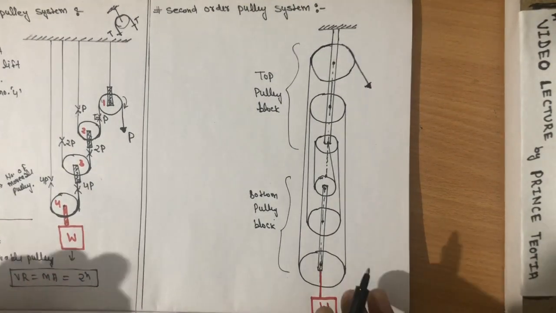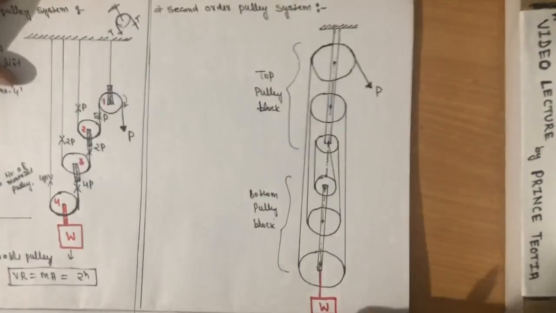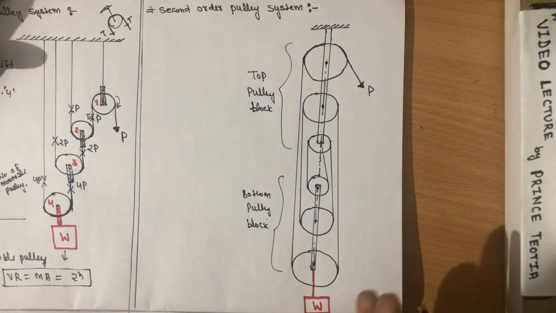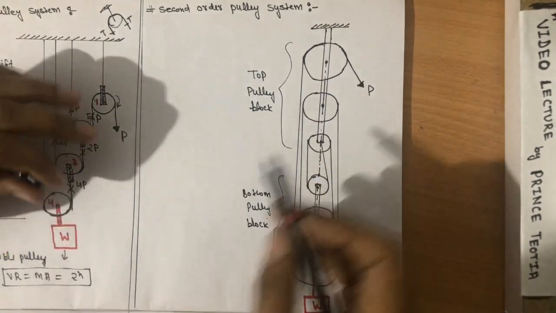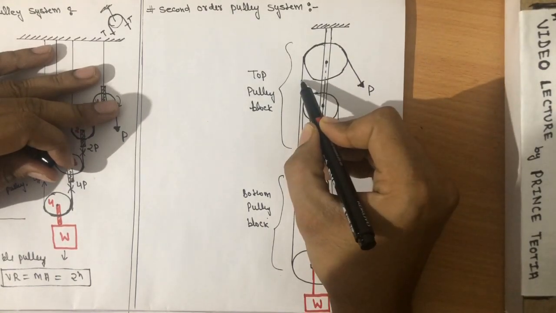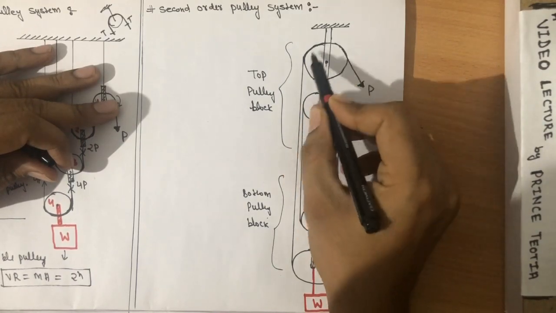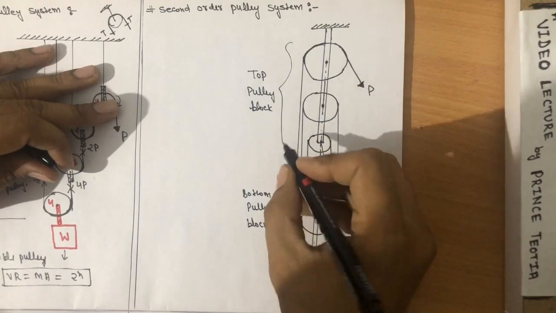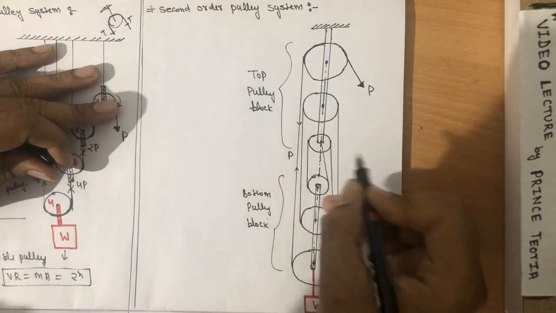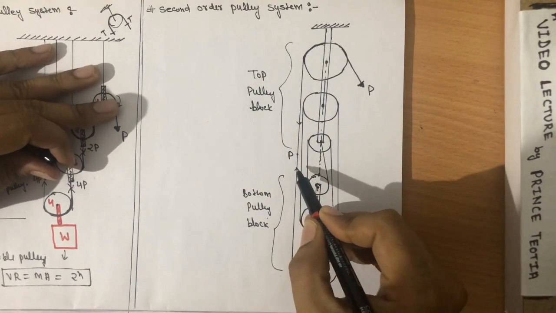So in this system, suppose P is the effort required to lift the load W. So just apply the same concept. If this is P, this is P, then what will be the tension in this string? This is the same rope on the same pulley, so this should be P. So this will be P, the tension in this string, and then this is P.